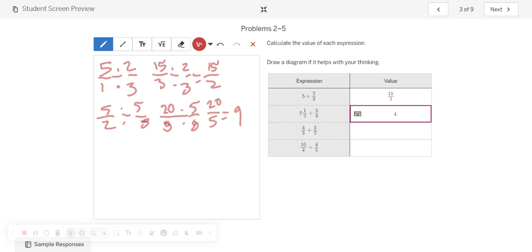Okay, 4/3 and 5/2. The common denominator would be sixths, so I get 8/6 instead of 4/3 divided by 15/6 is 8/15.